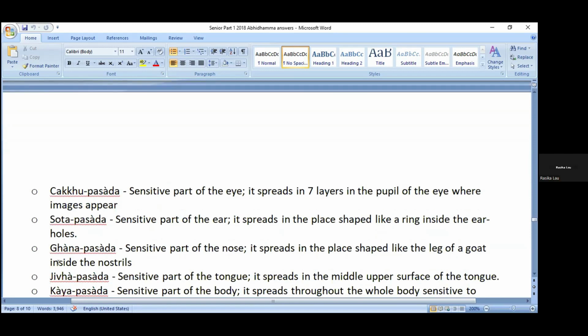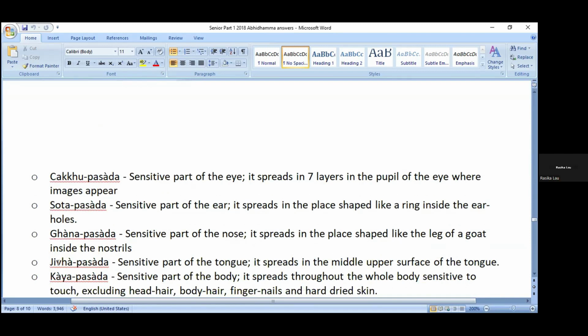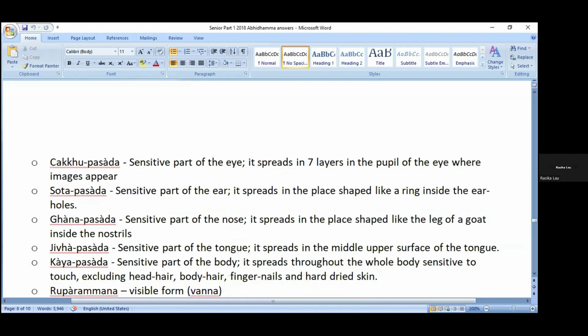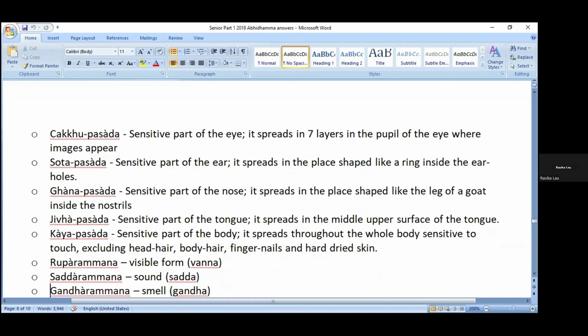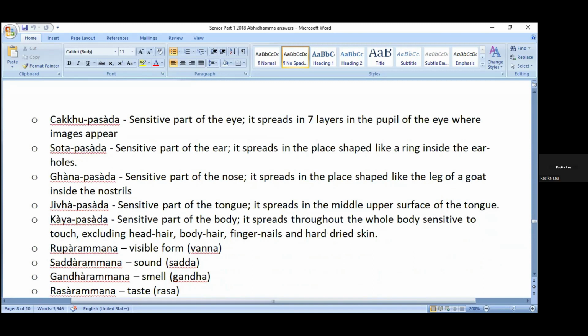Then kaya, the body touch. How the body is sensitive, excluding the head hair, body hair, fingernails, and hard dry skin. Any part that touches your body is sensitivity. Then you talk about visible form, about sound, then you talk about smell, then you talk about taste.